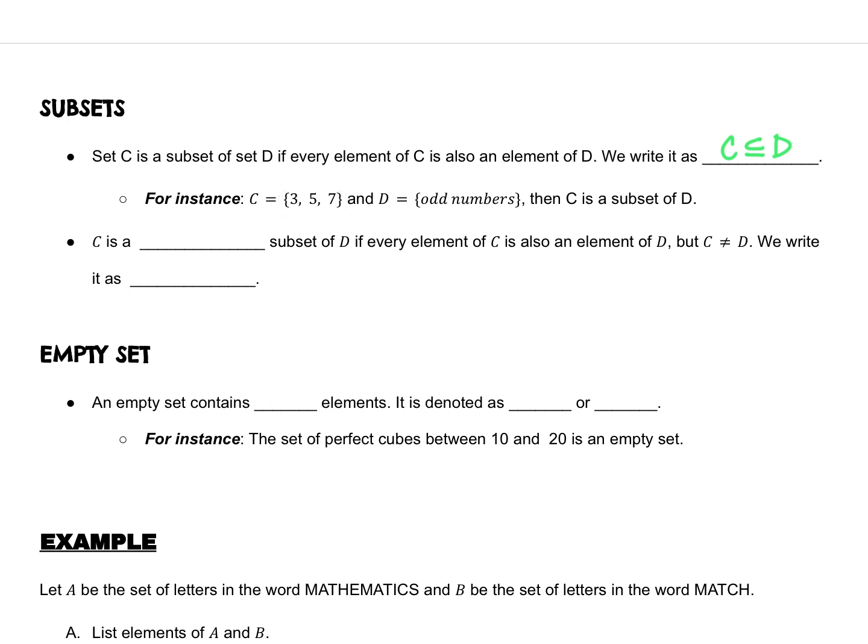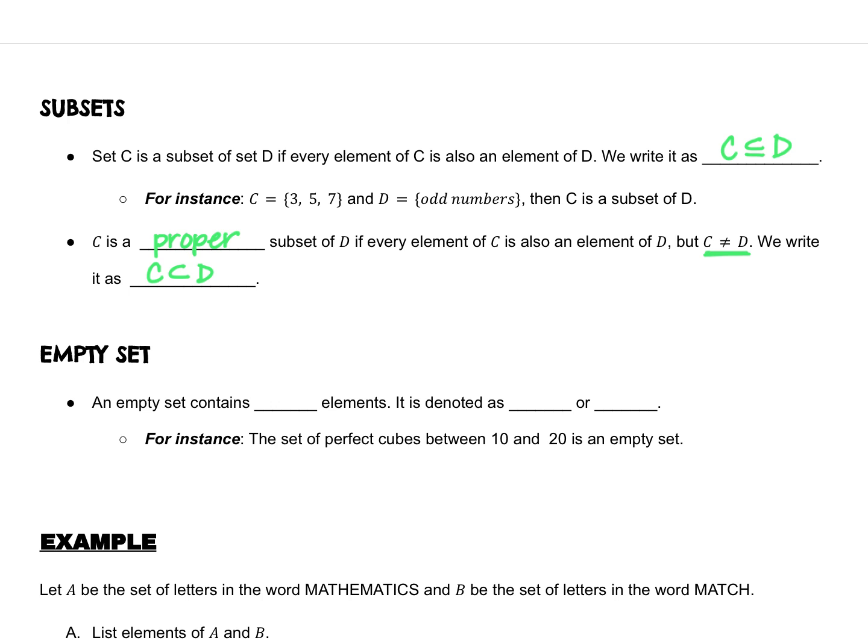We also know that C is a proper subset of D if every element of C is also an element of D, but the key thing here is that C cannot be equal to D. And we write that as C is a proper subset of D. Notice when we have less than or equal to, greater than or equal to, we normally have this line here. We don't have that here because C is not supposed to be equal to D.